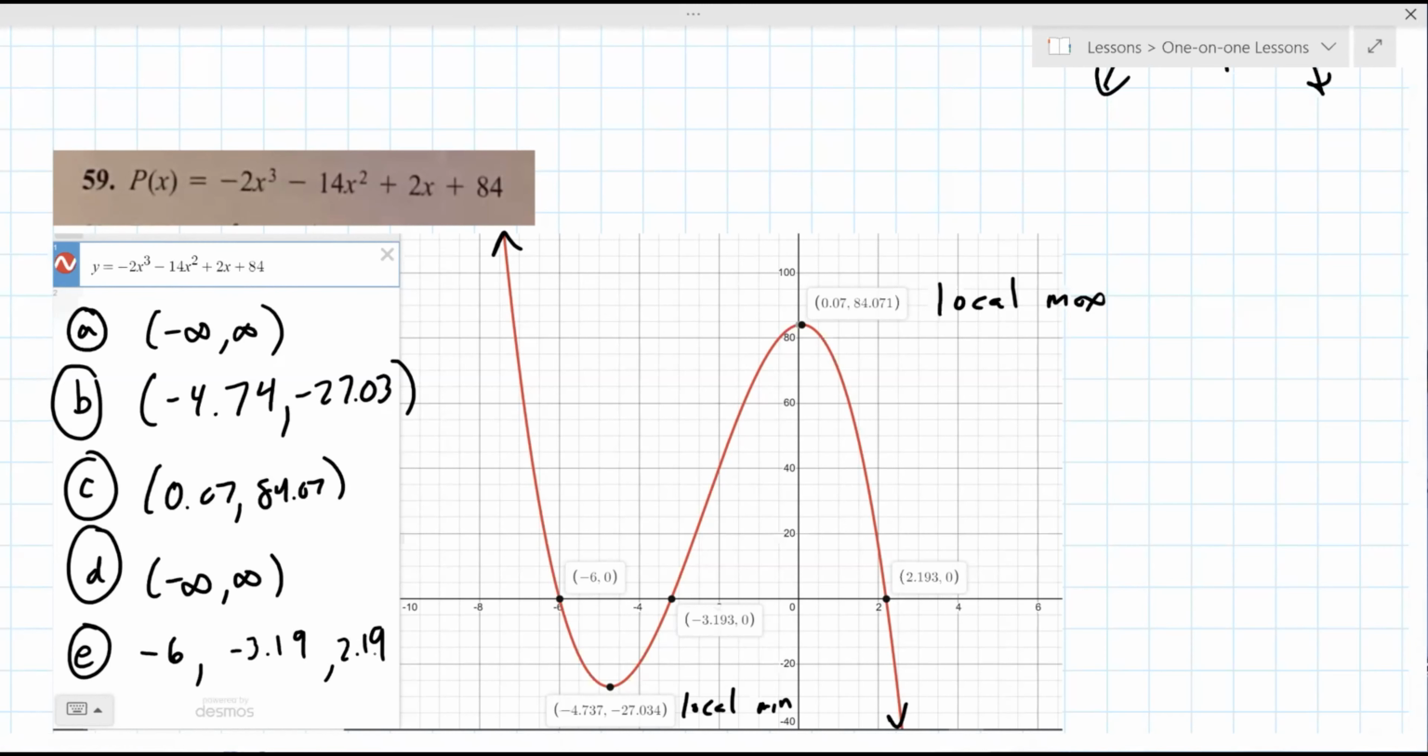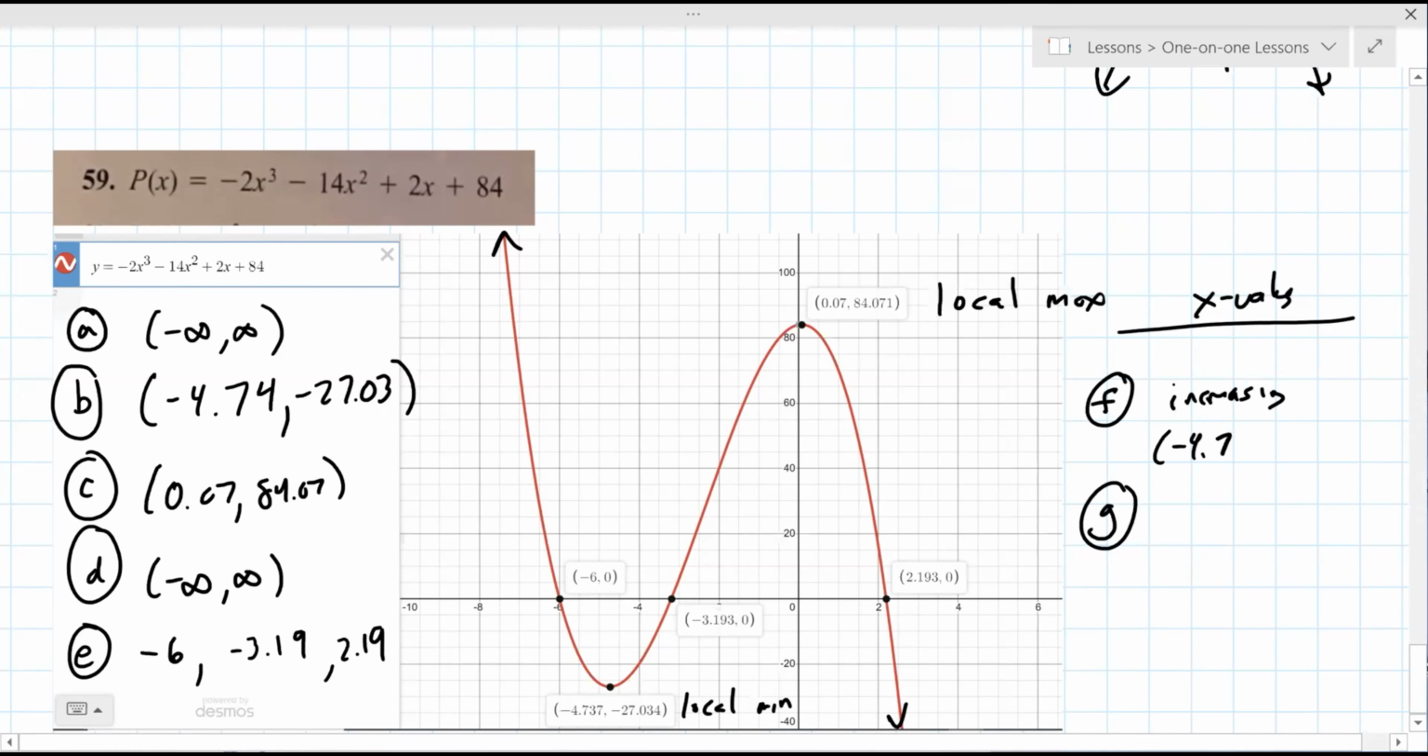Perfect. So now the probably the real questions here that might be new are F and G, increasing and decreasing. Increasing, as we talked about, is going up and to the right, and for increasing and decreasing, you're always using the x values. In this case, it's -4.74, comma, 0.07. That's where it's going up and to the right. I can draw it on here, increasing along here.